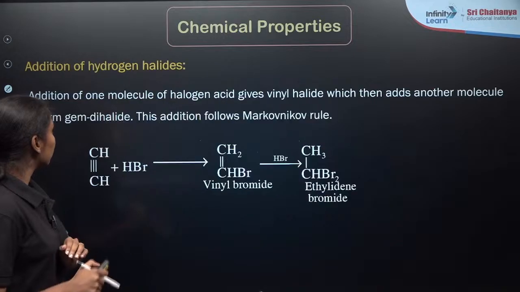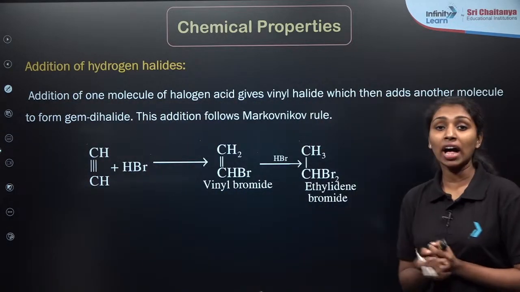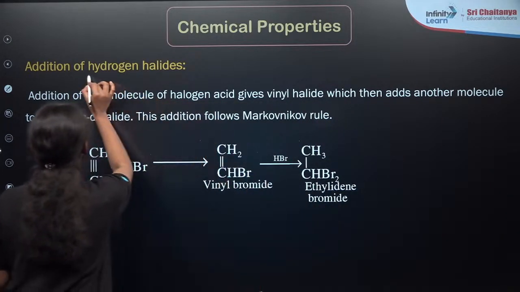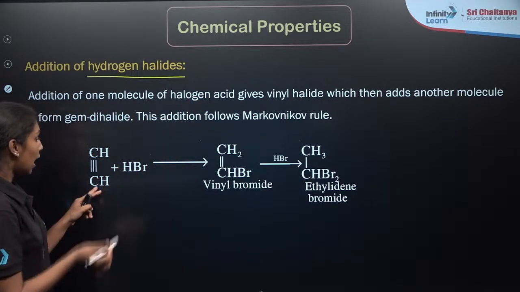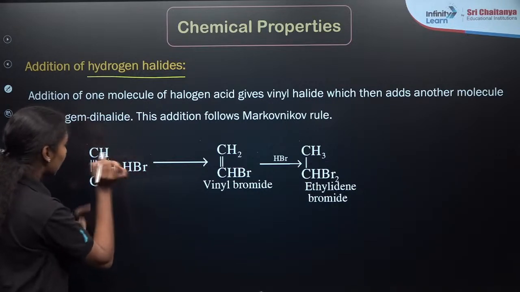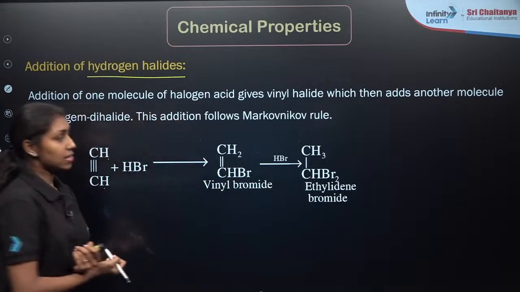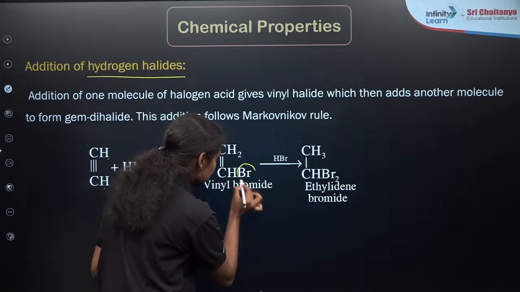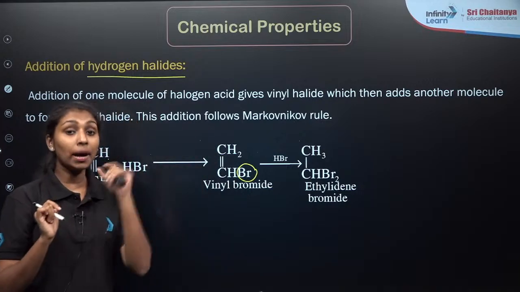Yes, fine. Now let us talk about the next type of addition reaction, that is the addition of hydrogen halides or halogen acids. For example, if I am taking the same molecule of ethyne, CH triple bond CH, I am adding HBr here. What I am observing here, one of the hydrogen atoms is coming here and one of the bromine atoms is coming here to form CH2 double bond CHBr. As you are observing here, this halogen atom is attached to a carbon which is a part of a double bond.